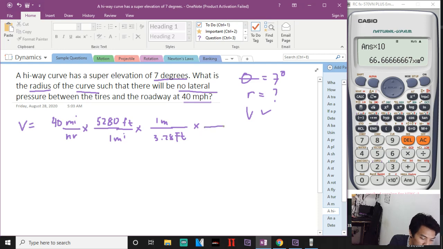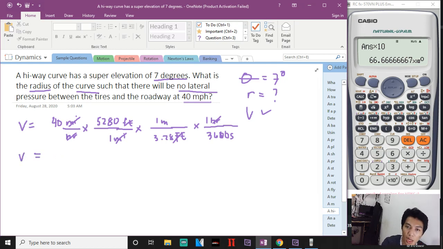convert na natin. That is 1 hour is 3,600 seconds. So, cancel natin lahat ng magkakaparehong unit. Okay? Yung mile, yung feet, yung hour. Okay, so we arrive with meter per second, V equal to.